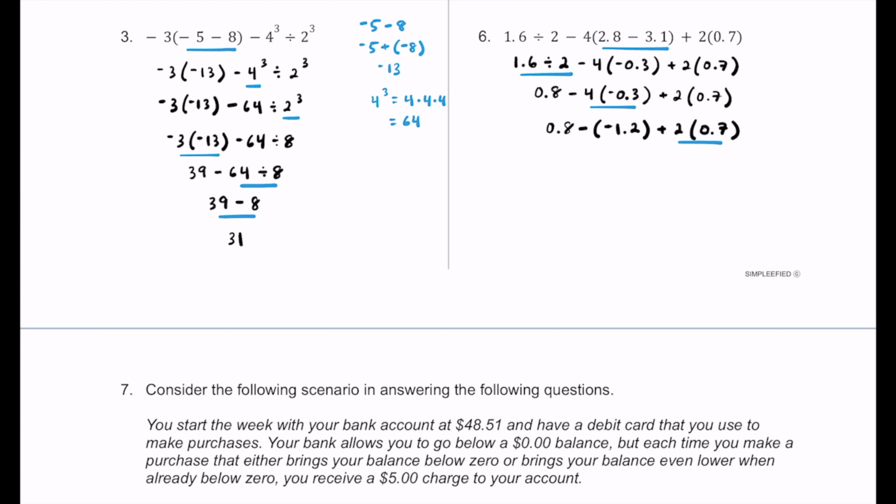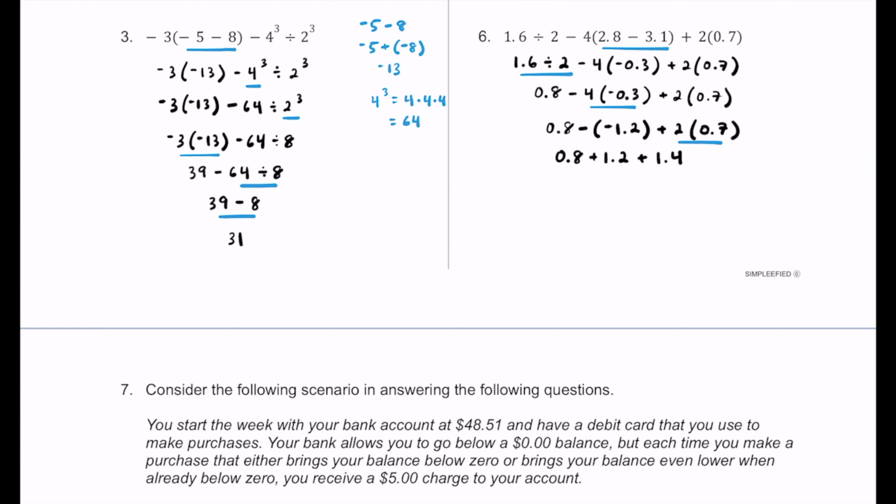Okay. Right now, I'm actually going to also take care of this over here. So subtracting a negative is also adding a positive. So I'm going to write 0.8 and then plus 1.2. Again, that's just a little simpler. And then plus, now let's actually multiply this 2 and 0.7. So 2 times 0.7 we just said a moment ago was 1.4.